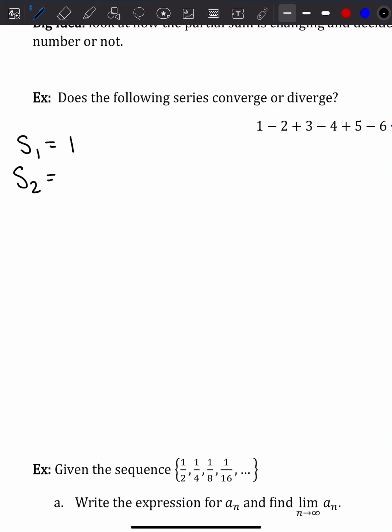S sub 2, we're going to look at those first two terms. So we have 1 minus 2. 1 minus 2 is negative 1. So our first sum is 1. Our second sum is negative 1.